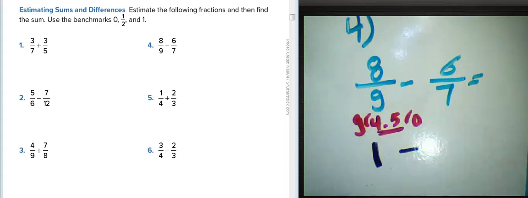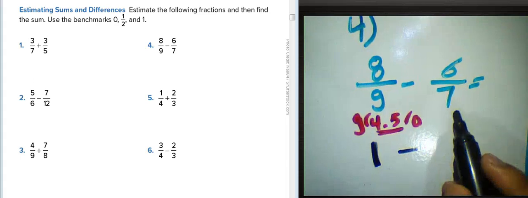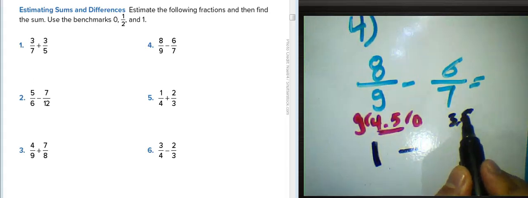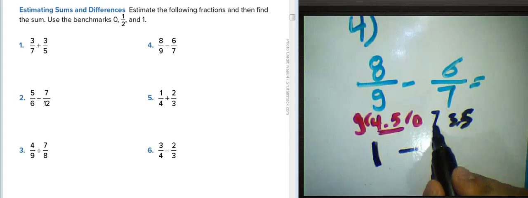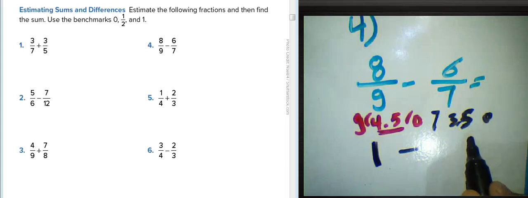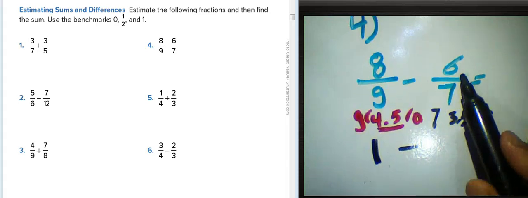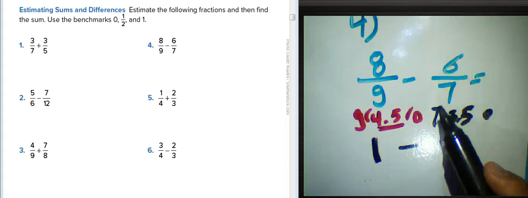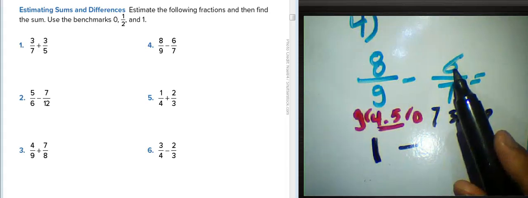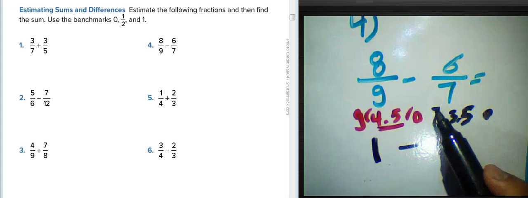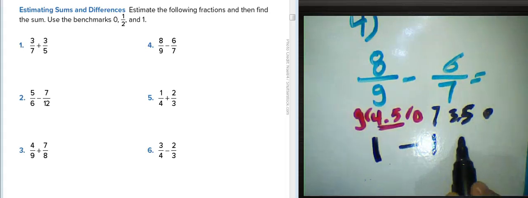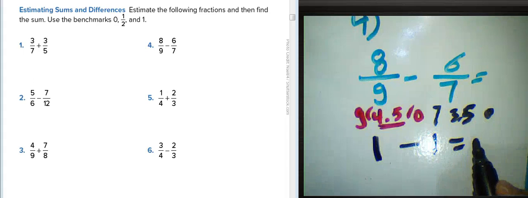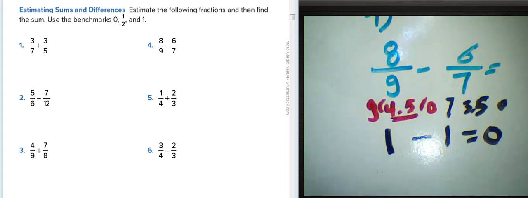And then ask yourself about 6 over 7. What about half of 7? It will be 3.5. And then write 7 here, and write 0. Ask yourself, is 6 nearest to 3.5 or 7? 6 is nearest to 7. So 7 divided by 7 equals 1. Then the estimation here is 1 minus 1 equals 0. You must write 0 as the answer to this question.